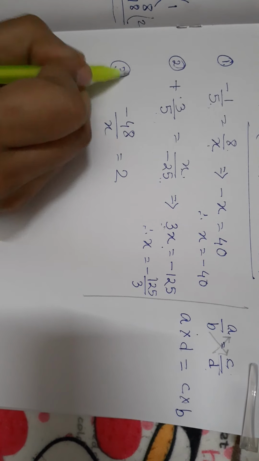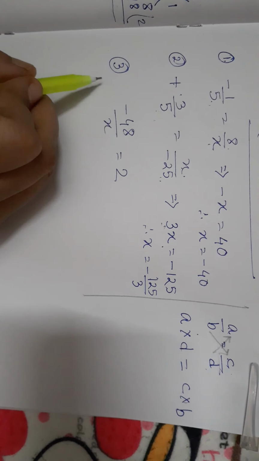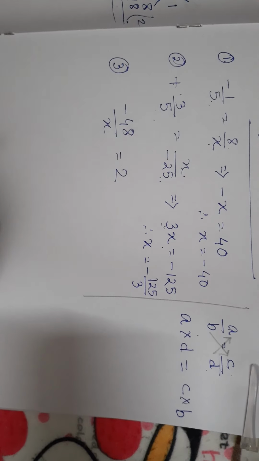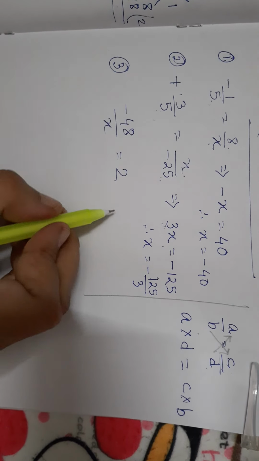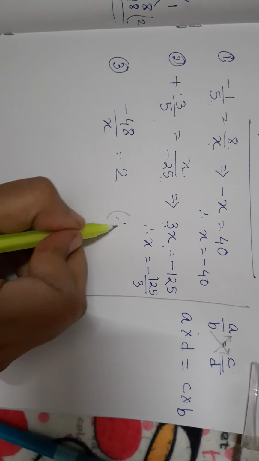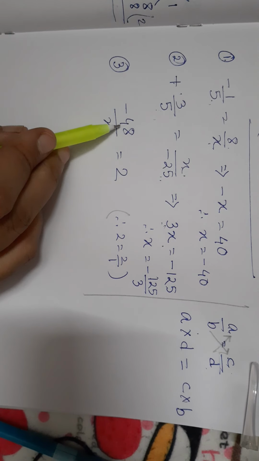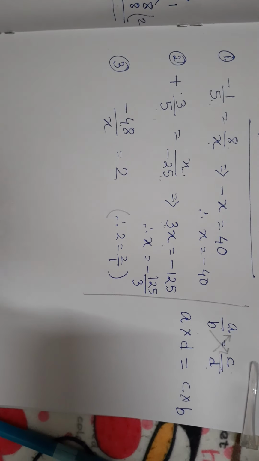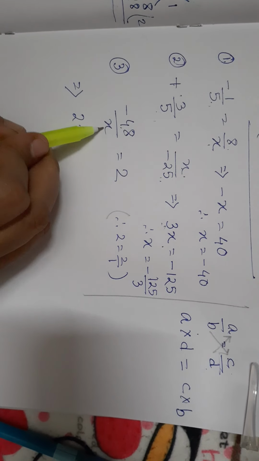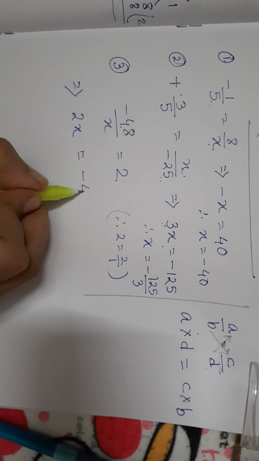Now we are coming to the next question. Sorry, question number 2 is done. Question number 3, in this case again we will do cross multiplication. Now here only 2 is present. 2 means, we all know that 2 means 2 by 1. That means we are cross multiplying 48 by 1 and 2 by x. So ultimately we will get 2x, because we are multiplying x by 2, equal to 48 into 1, that means only 48.